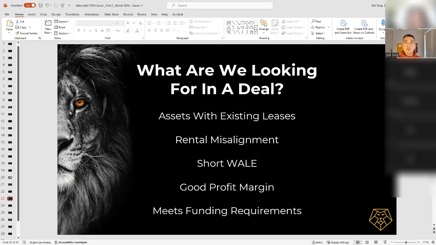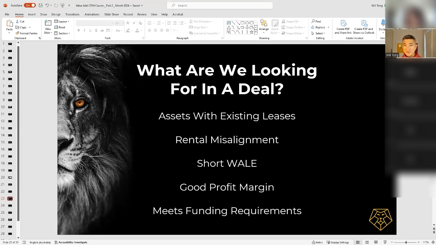We're looking for assets with existing leases. And we want to look at assets with existing leases where the rental is misaligned with the market. What that basically means is, because the tenant's paying a lower rent, it's putting a downward pressure on the value of the property because of the cap rate method evaluation and all that type of stuff.